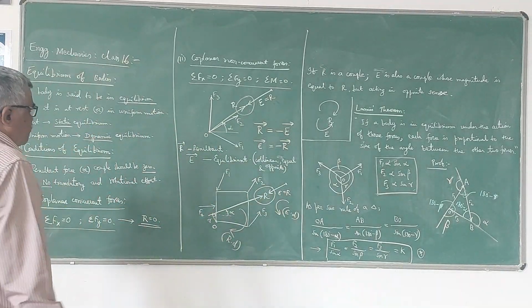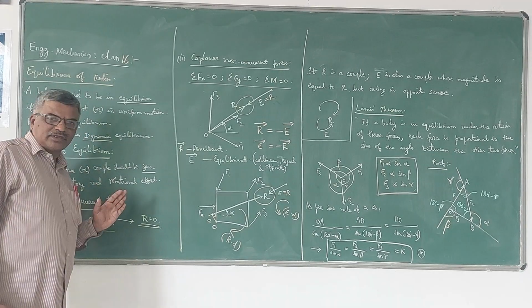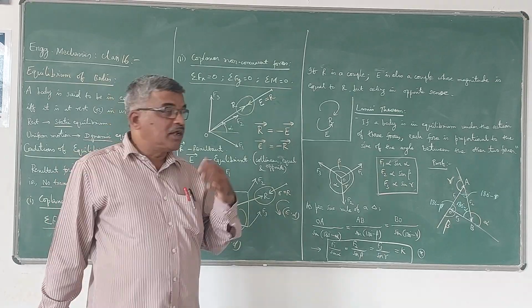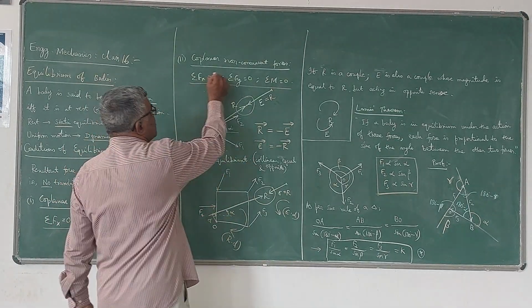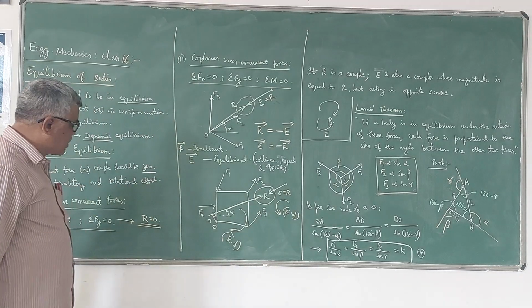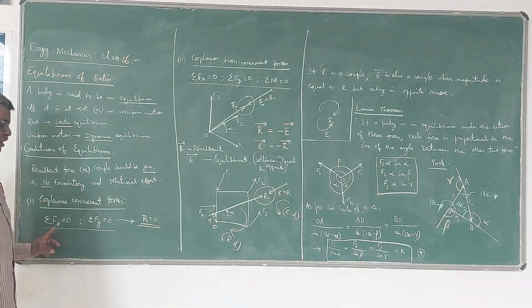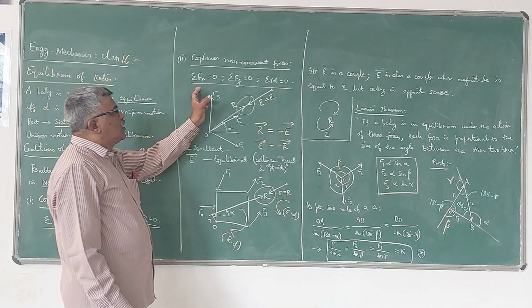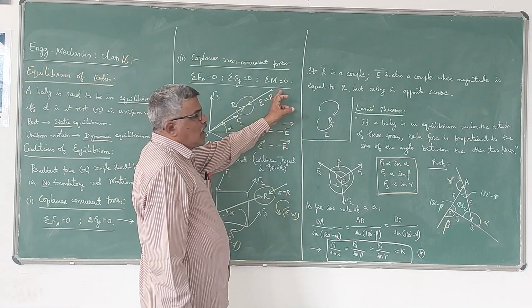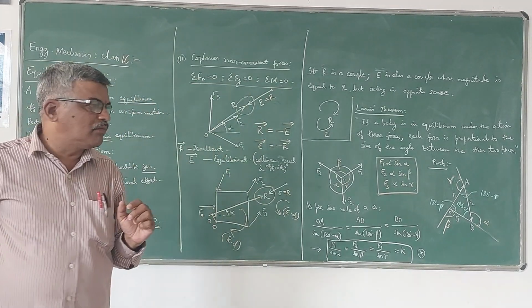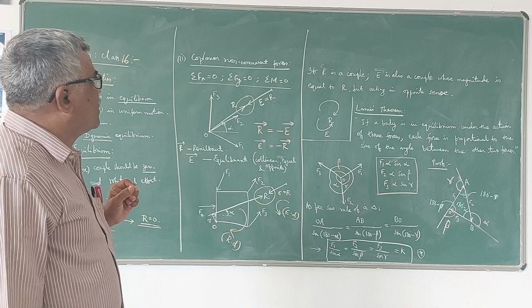In the case of a concurrent force system, you need not have the concept of moment, whereas in the case of a non-concurrent force system, 3 conditions, sigma Fx equals 0, sigma Fy equals 0, sigma M equals 0, should be used. In the case of a concurrent force system, only 2 conditions related to forces are needed. In addition to the 2 force conditions, you have 1 condition of moment also. So this is about equilibrium of a force system.